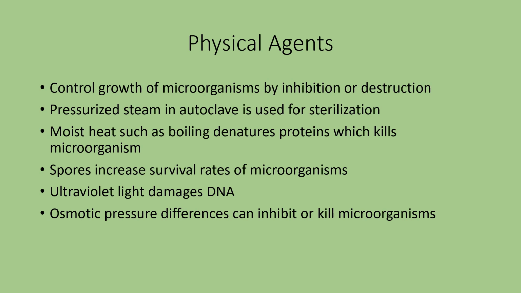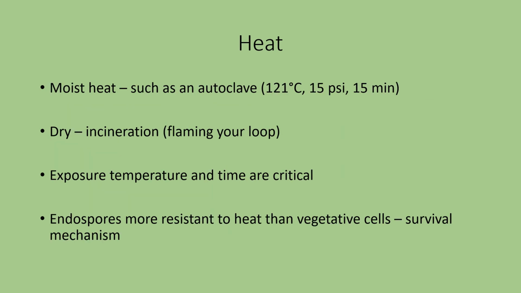Now, spores can be released from those organisms that do produce spores. Not all of them do, but some will. That's a survival mechanism to allow the organism to survive under harsh conditions, maybe the increased heat. UV light will damage the DNA, and so that's why it is also effective at decreasing the amount of growth. It will kill some cells. Osmotic pressure can also be used to control the growth.